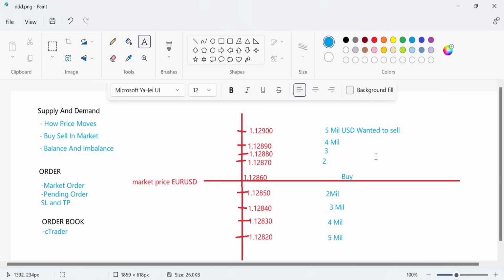Assume I want to buy $1 million. What happens to the market when we want to buy? The market will find the sellers. In the law of supply and demand, or the law of buy and sell, if you want to buy, you must first find a seller. When you want to sell something, you must find a buyer.